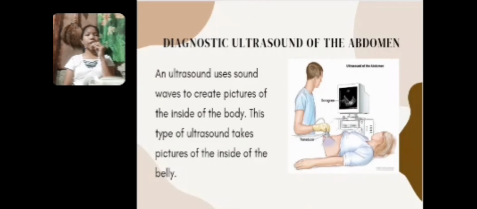Diagnostic ultrasound of the abdomen. An ultrasound uses sound waves to create pictures of the inside of the body, and this type of ultrasound takes pictures of the inside of the belly. So, the abdominal ultrasound is a non-invasive procedure used to assess the organs and structures within the abdomen. This includes the liver, the spleen, the bile ducts, the abdominal aorta, and the pancreas. It also allows quick visualization of the abdominal organs and structures.